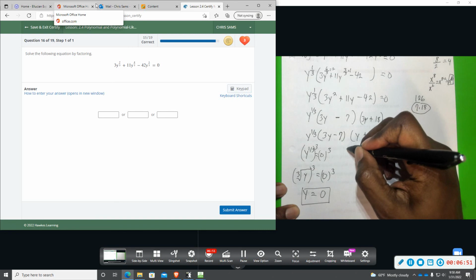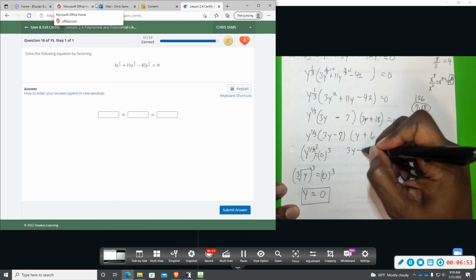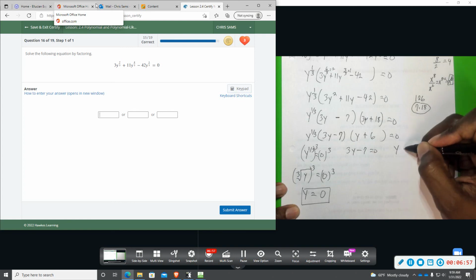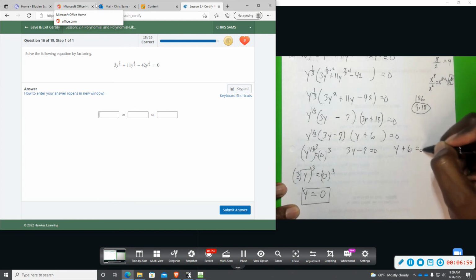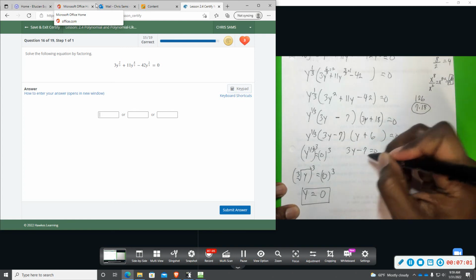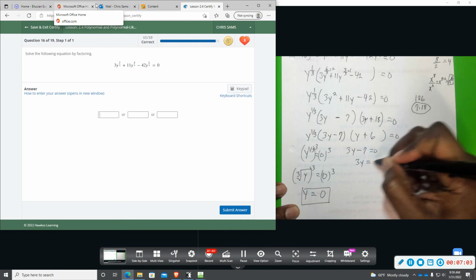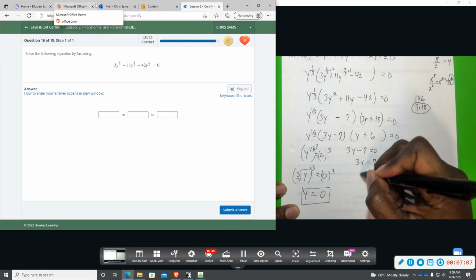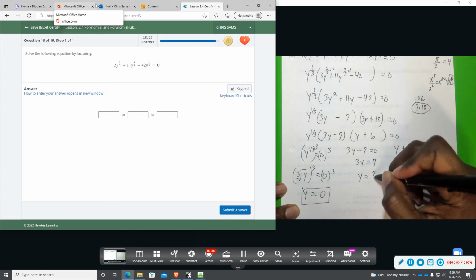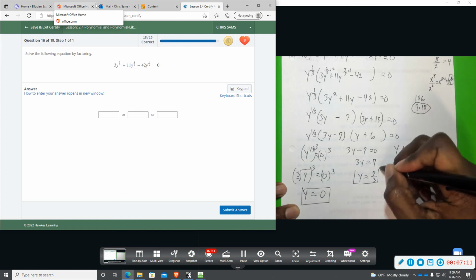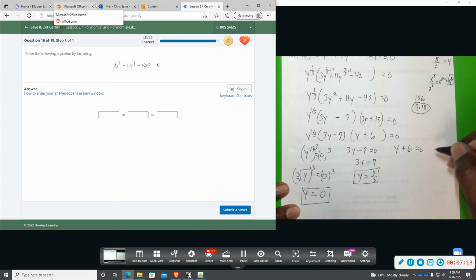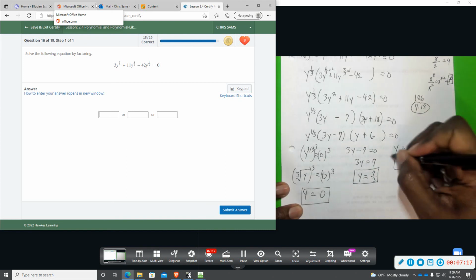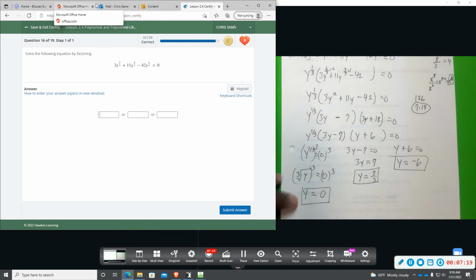And then we have 3y minus 7 equals 0, and then we have y plus 6 equals 0. All right, we're going to add 7, so it's going to give us 3y equals positive 7. Divide by 3, so it's going to give you y equals 7/3. And then subtract 6, so it's going to give us y equals negative 6. So here are our three solutions: 0, 7/3, and negative 6.